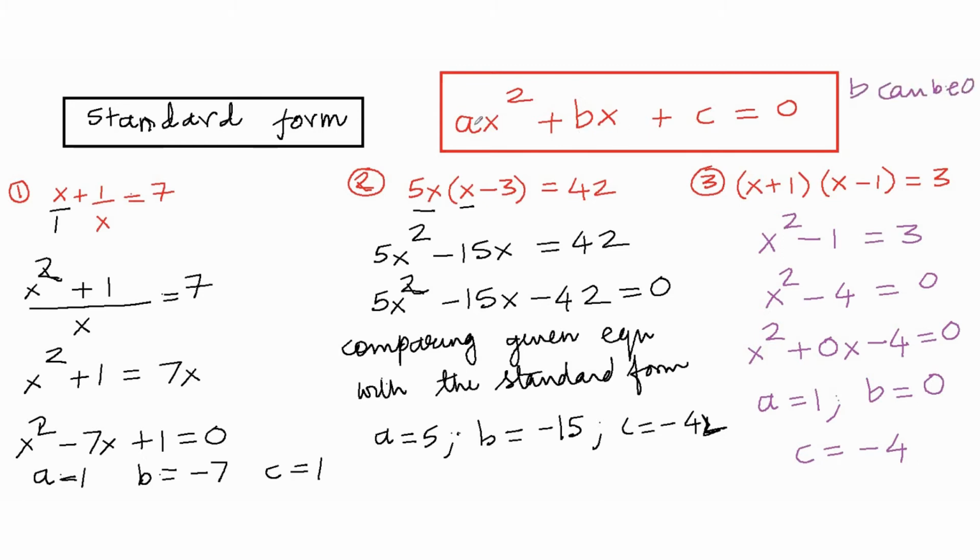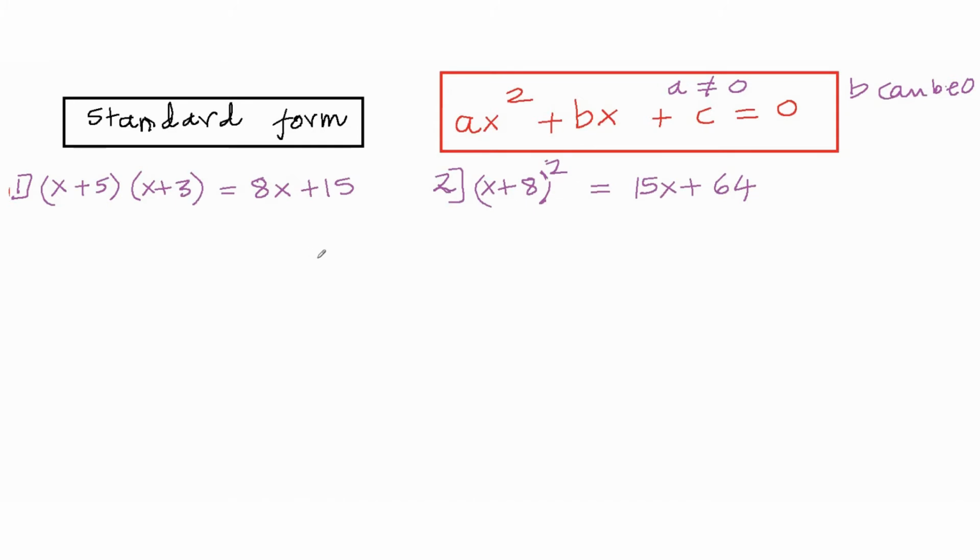But the value of a should never be 0. That means a should never be equal to 0, because if a is 0, then this is not a quadratic equation anymore. Because if I have 0x square, then it basically means that the term x square is not there and it becomes a linear equation. That's why the value of a should never be 0. Let us try some more problems based on converting a quadratic equation into its standard form.